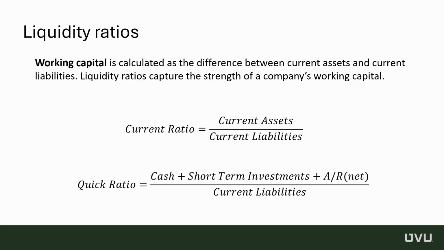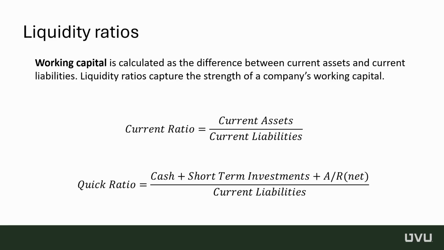Pause for a second and compare the two formulas. What is similar and what is different? The denominator is identical, total current liabilities. And both ratios are asking how well a company can pay off liabilities due within a year. But the numerator has changed. The quick ratio only includes three categories: cash and cash equivalents, short-term investments, and net accounts receivable. Inventory and prepaid expenses are deliberately excluded.